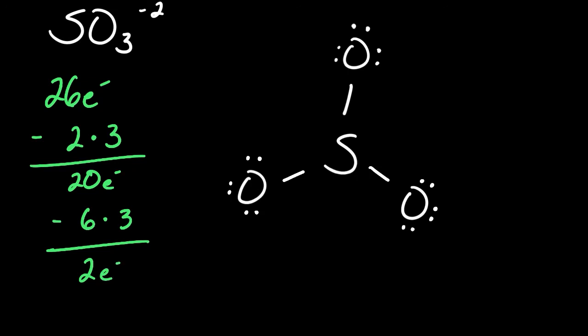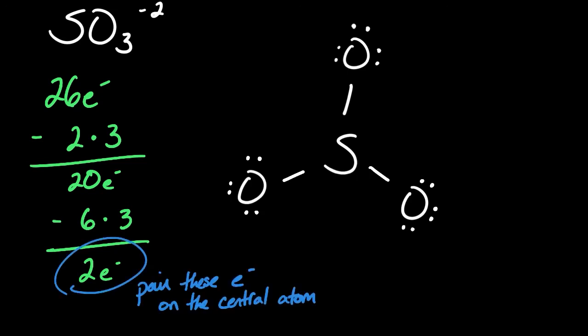Just like we saw in our last example, anytime we have electrons left over, we're going to pair those on the central atom. So these 2 electrons are going to go to sulfur. Sulfur is going to get a non-bonding pair. And when we add that non-bonding pair to sulfur, we've used all 26 of our electrons, and we have 0 electrons remaining.